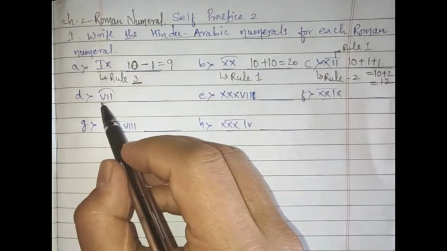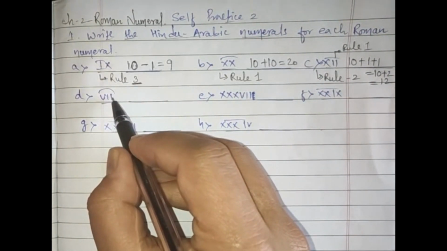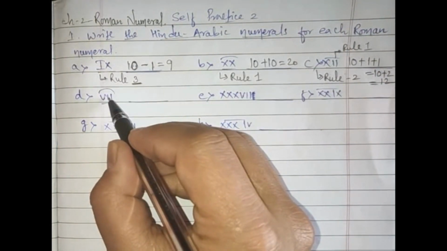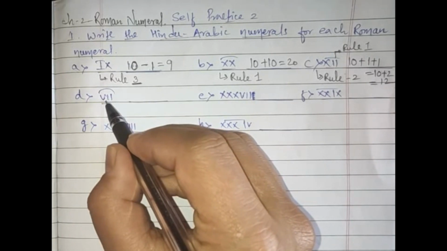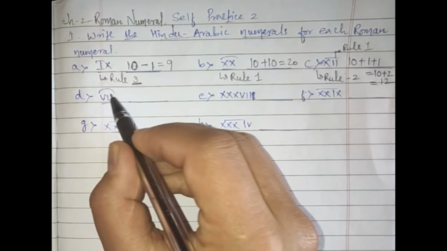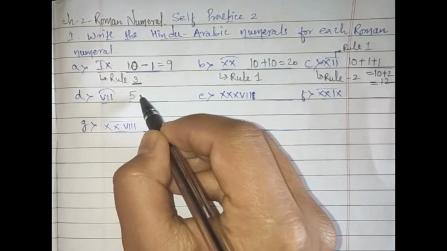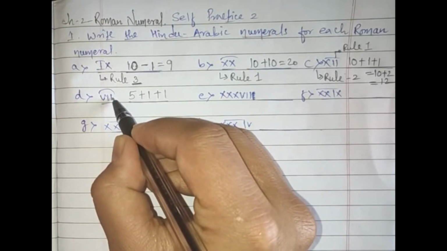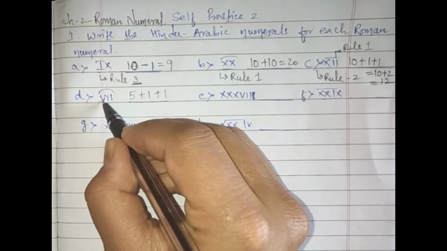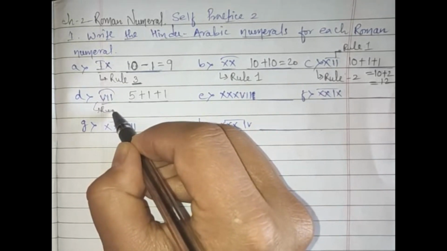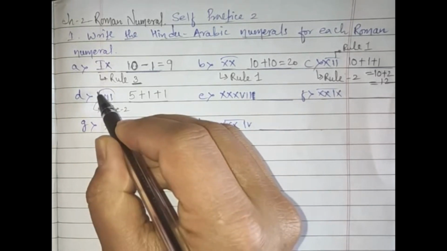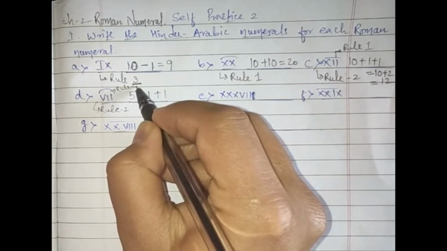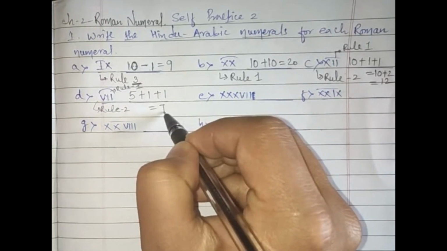Okay, so the next question we have is VII. Again here we will follow rule 2 as well as rule 1, because I here is a smaller Roman numeral than V. So it is 5 plus 1 plus 1. This is following rule 1, and this is following rule 2. So you have to write the rule also. You may not write it, it's okay, but you should remember the rule which you are following. Okay. So it is 7.